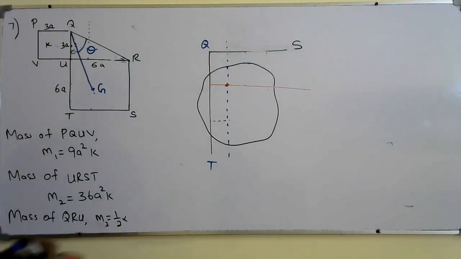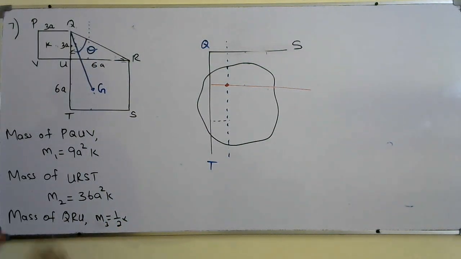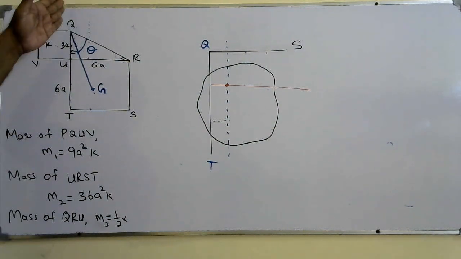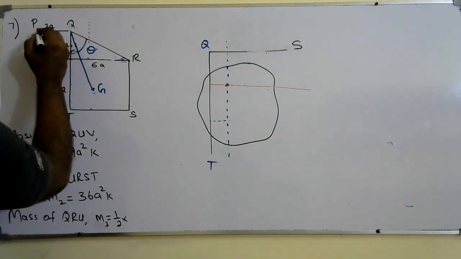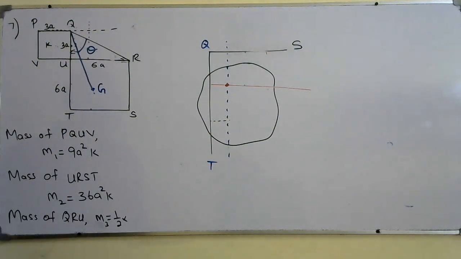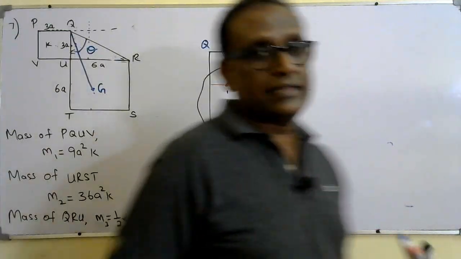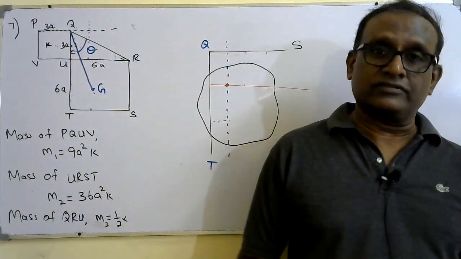So in the same way for this lamina, I already found the distance of the center of mass from QT. Now I am going to find the distance of the center of mass from the line PQ, this extended horizontal line. If I find the distance from PQ by using the same method, then I will be able to find the exact point of the center of mass.